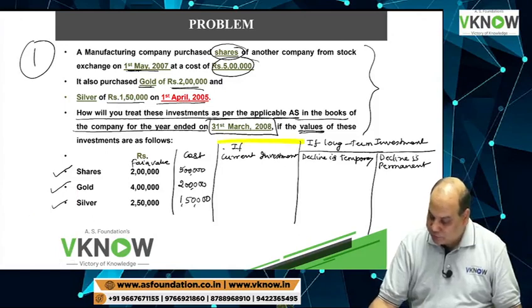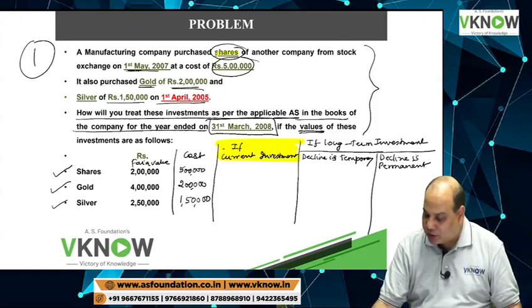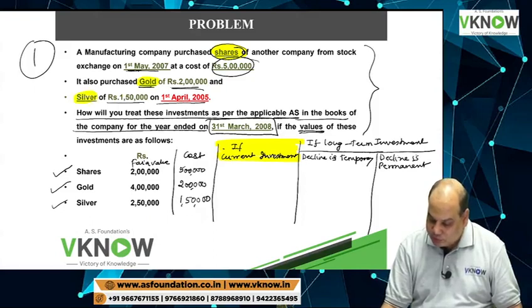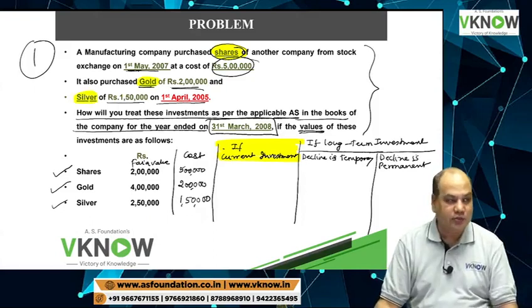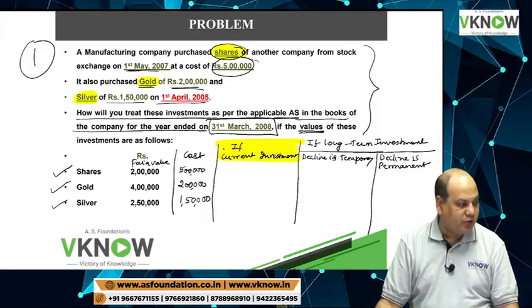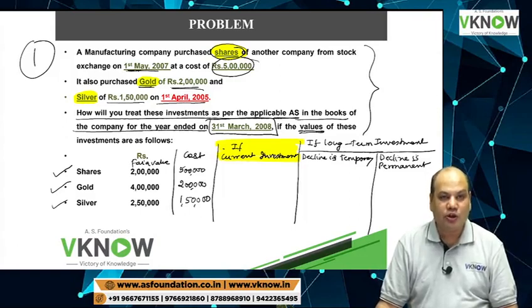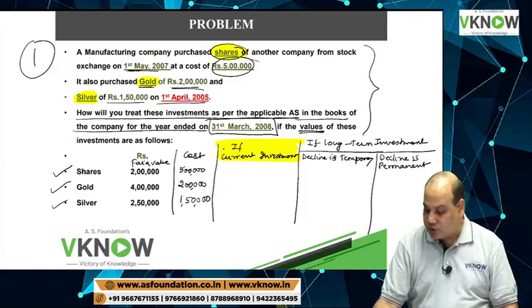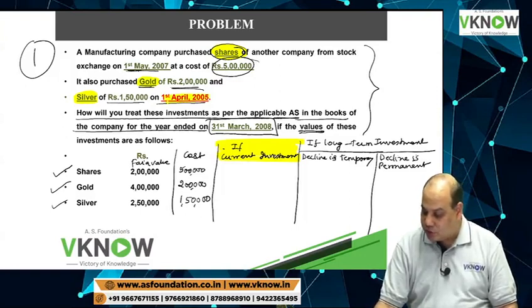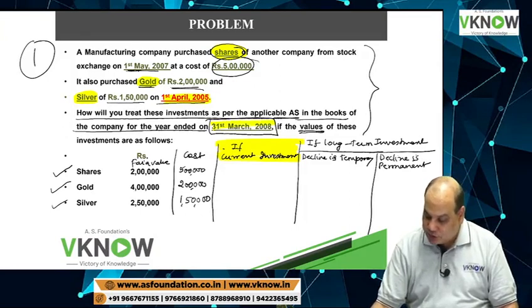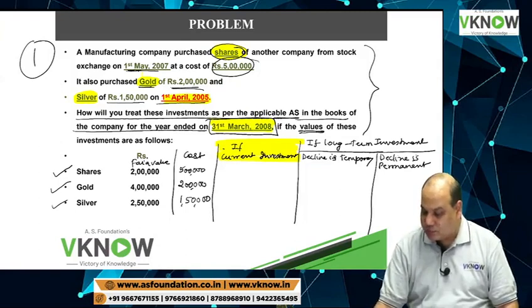So first assume that these investments are current investment, because these are readily realizable items. Shares are readily realizable, gold is readily realizable, silver is readily realizable. So realizability test is okay. Intention is not given. So assuming intention is to hold for not more than 12 months, some student will say this is 1st April 2005, this is 31st March 2008.